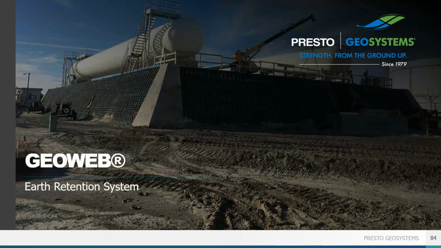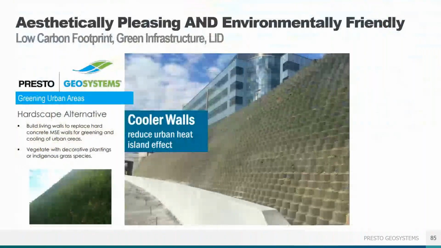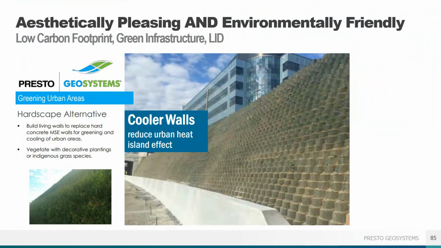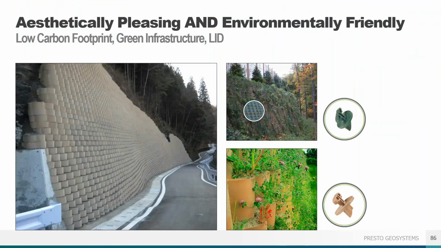GEOWEB earth retention systems offer some great benefits beyond stability. Aesthetics and cost are compelling reasons. Here are some others. GEOWEB also helps reduce urban heat island effects and can help green up your urban areas. GEOWEB walls are environmentally friendly due to their no maintenance vegetation and their ability to capture stormwater runoff. Using local grasses and flowering vegetation will help ensure easy growth and a natural look. And the ATRA wall keys are color matched to the fascia, so blend right in.